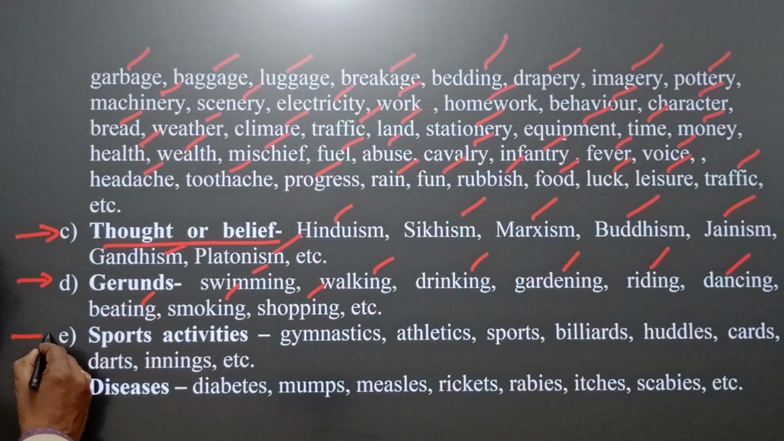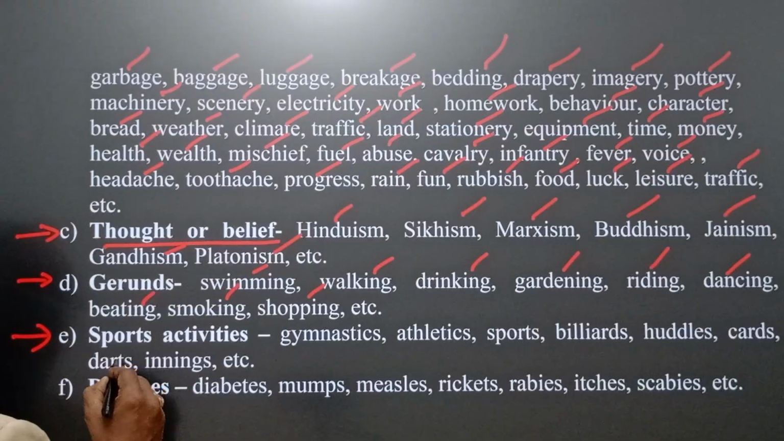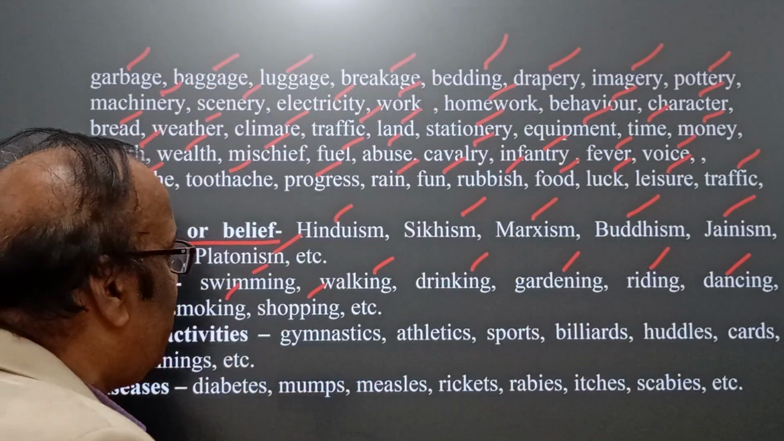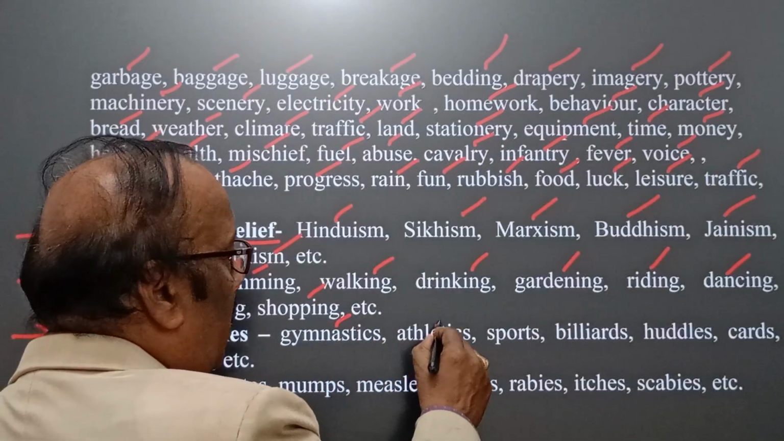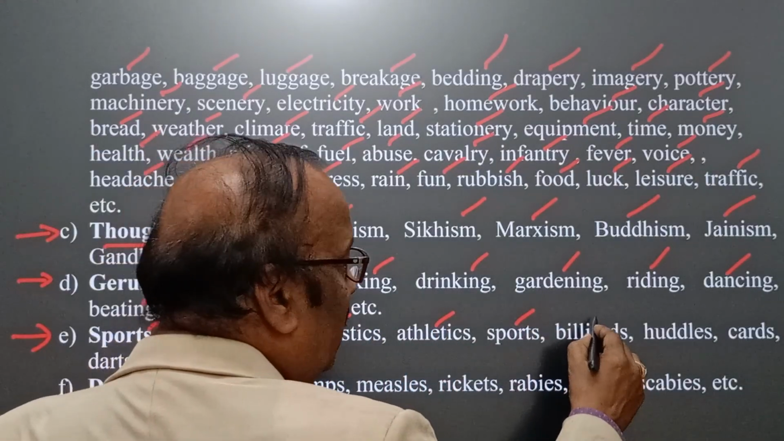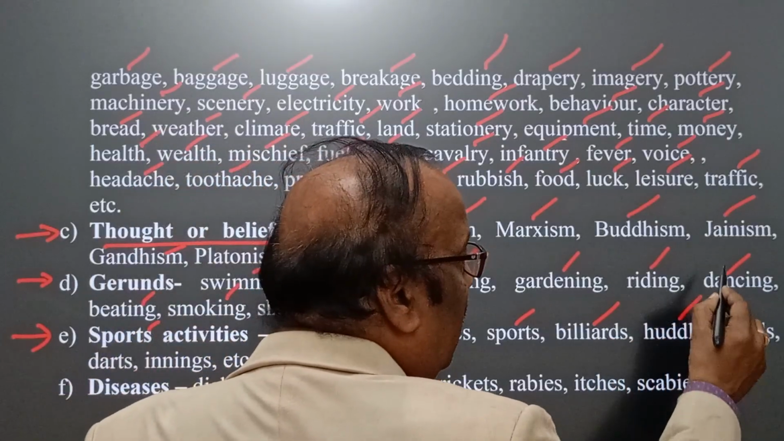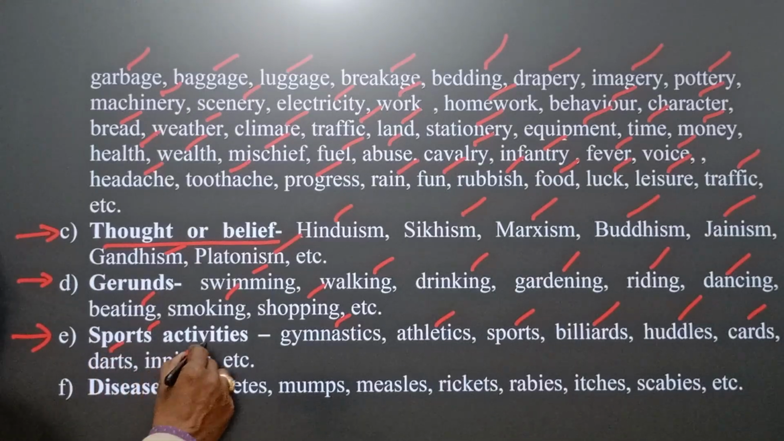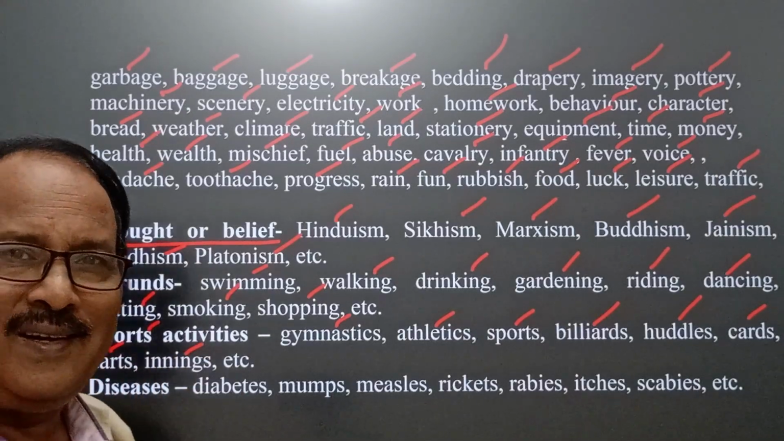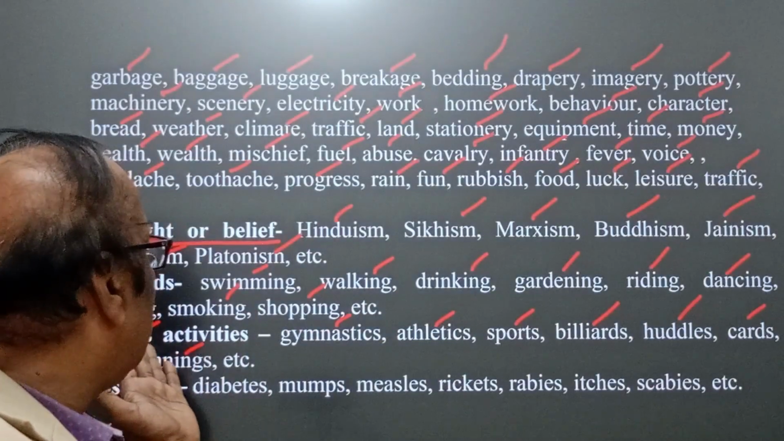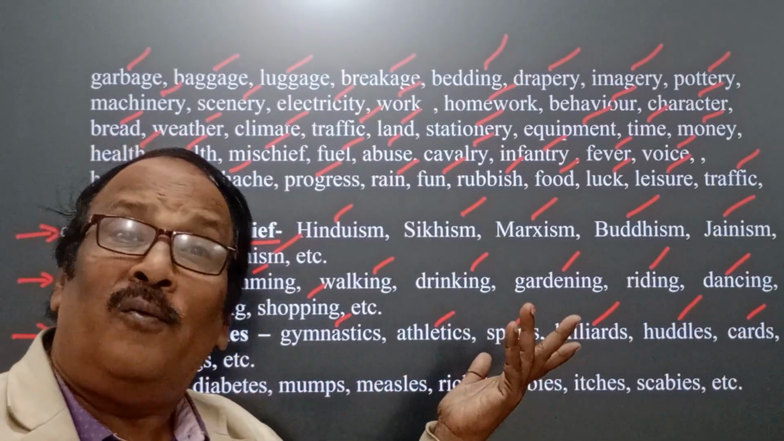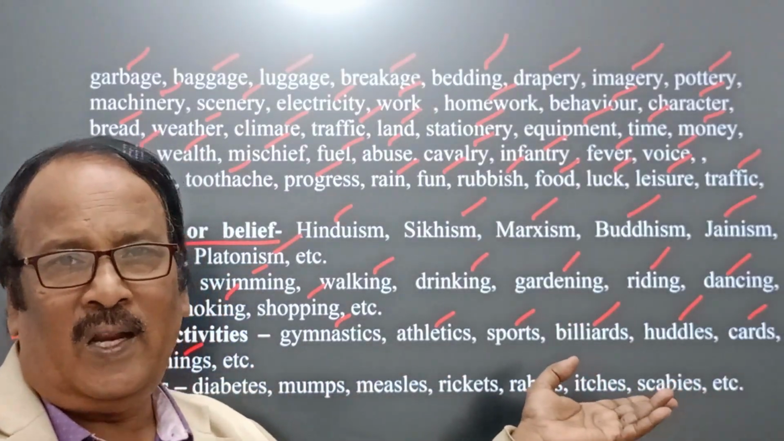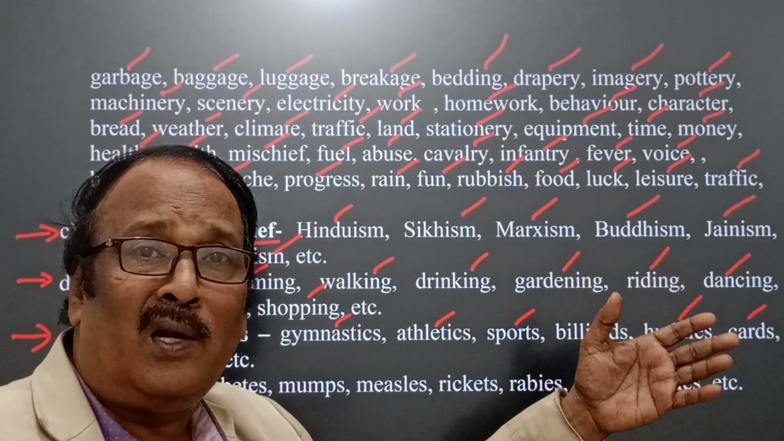Come the other idea, that is sports activity. Yes, sports activity, here we find gymnastics, athletics, sports, billiards, hurdles, cards, darts, innings, etc. You see here, these are sports activities and we also just take them as uncountable nouns, abstract nouns.